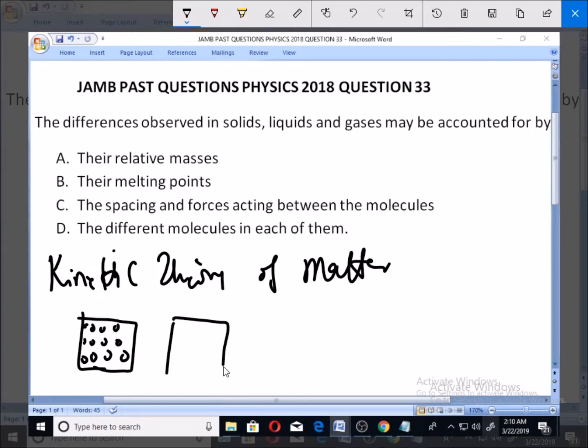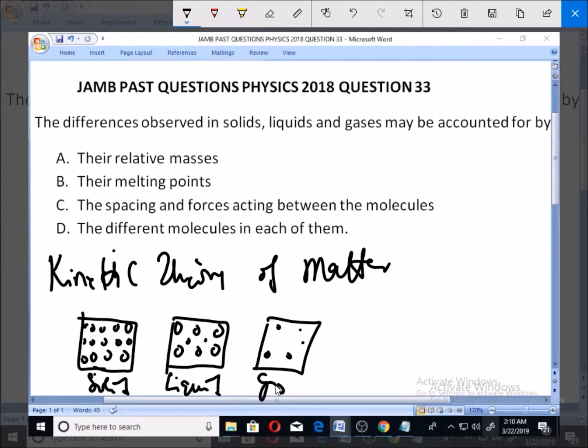Then if you have a liquid, there is more space in between them, so the intermolecular force holding them is smaller. It's not as tight as that of solid. Now if you have gases, they are widely dispersed with much spacing between them and lesser forces between the molecules. So this is where we have what we call solid, and here we have liquid, and here we have gases.